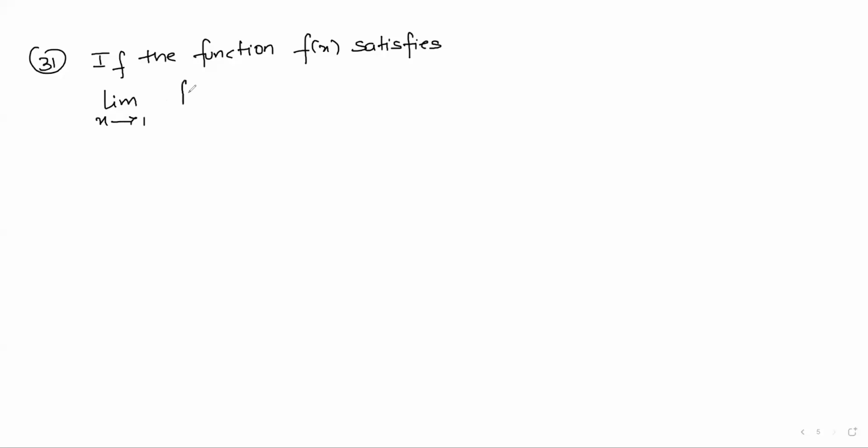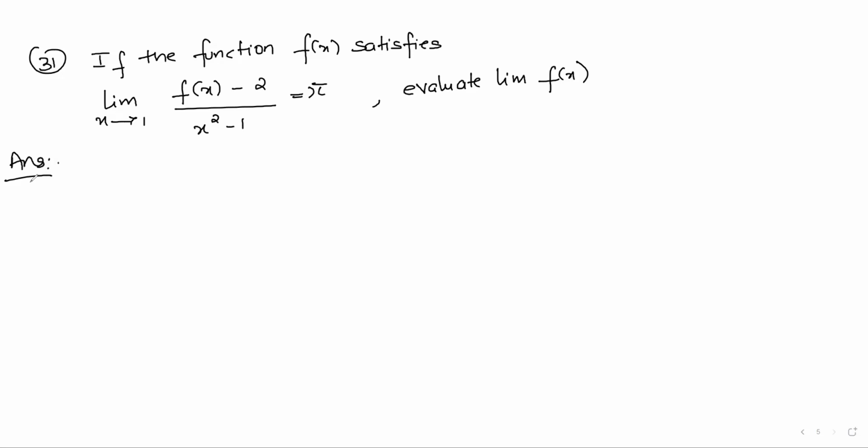Next is question number 31. If the function f(x) satisfies limit x tends to 1 of (f(x) minus 2) by (x² minus 1) is equal to pi, then we need to find limit f(x). Sorry, this is x tends to 1. Okay, please try this question for 1 or 2 minutes. You can do it, it is not tough. Please try to do this question for 1 or 2 minutes. Still if you have doubts, then I will help you. Okay.